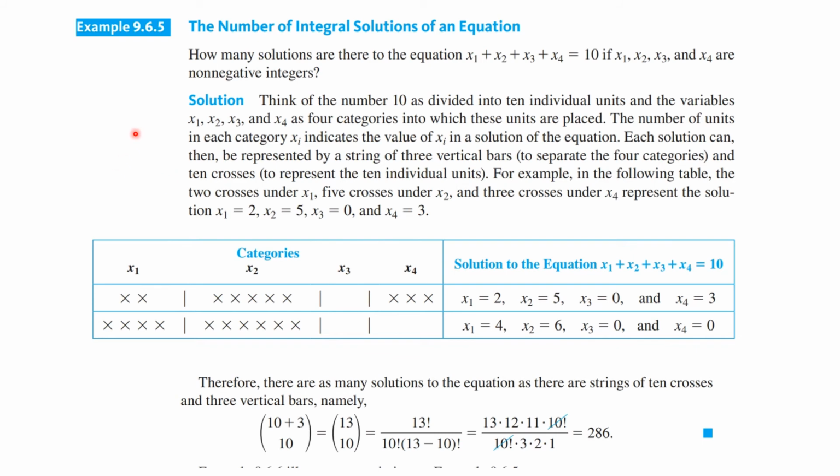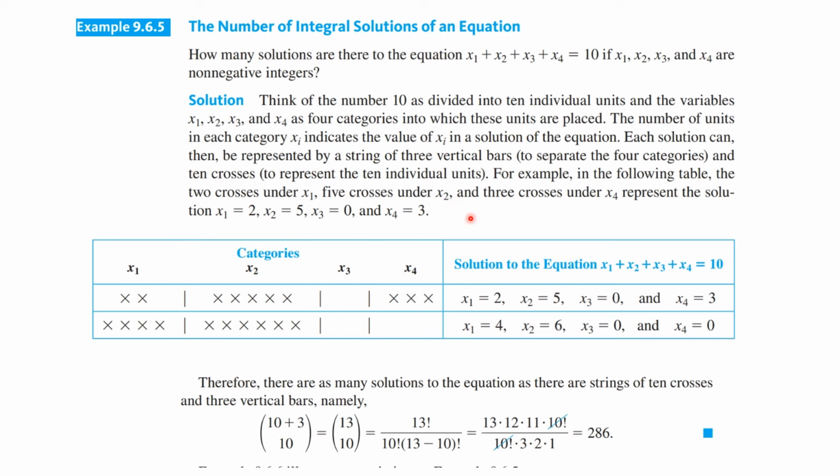Well, we can think of the number 10 as divided into 10 individual units, and the variables x1, x2, x3, and x4 are categories. So this is x1, these are x2, this is x3, this is x4. Now each solution can be represented by a string of 3 vertical bars to separate the 4 categories and 10 crosses to represent the individual values.